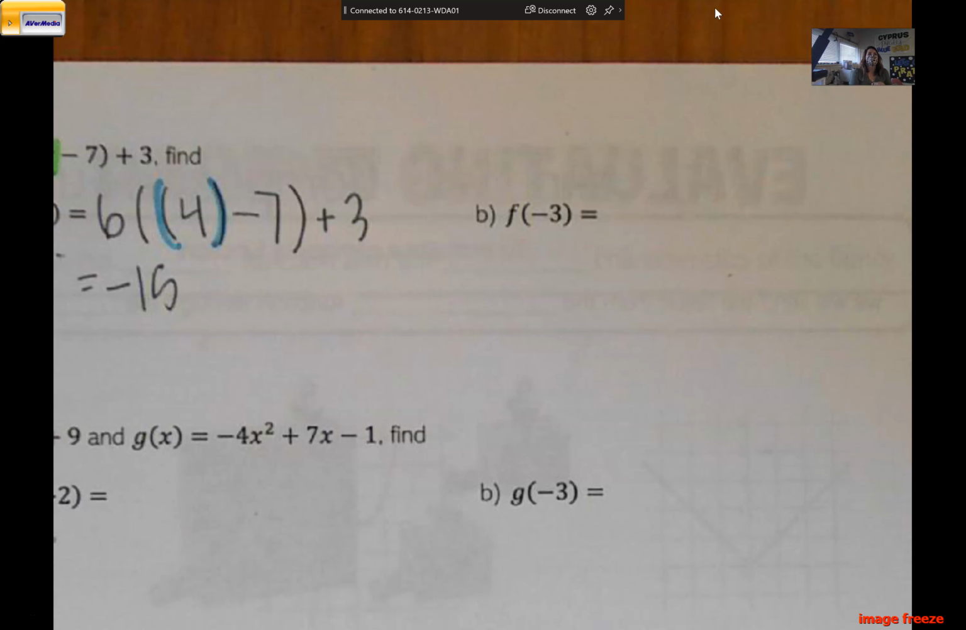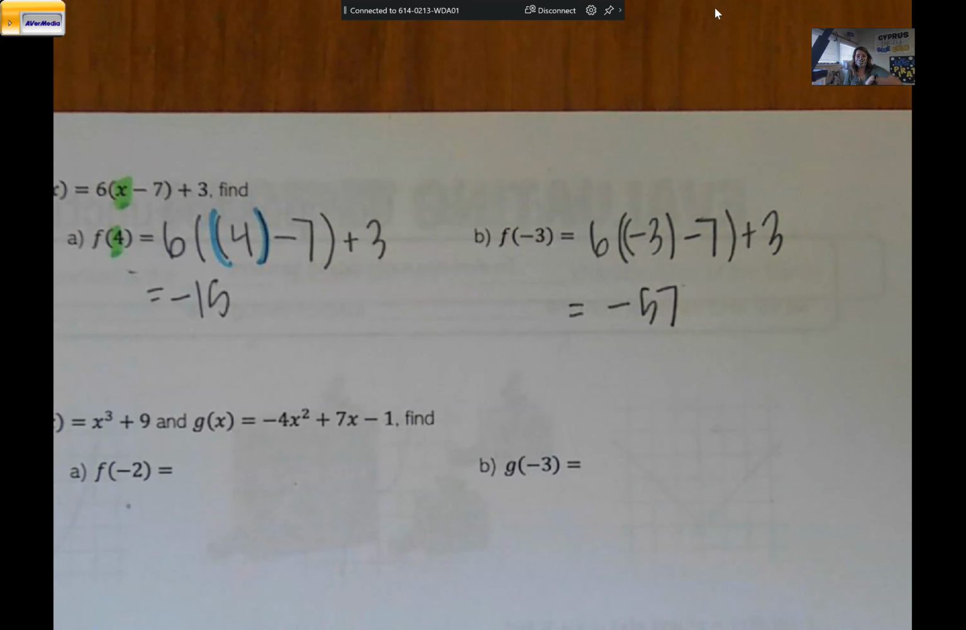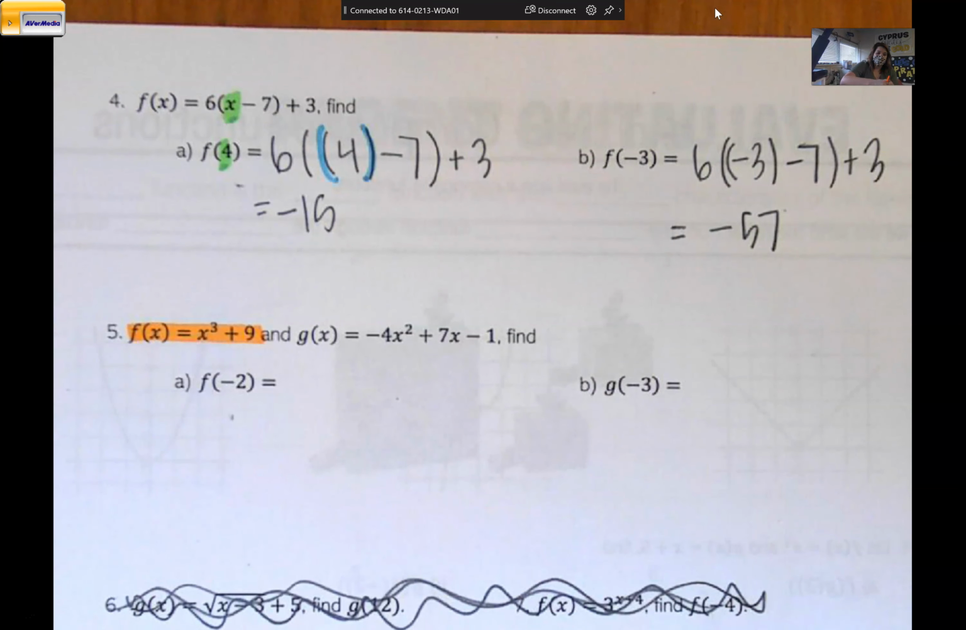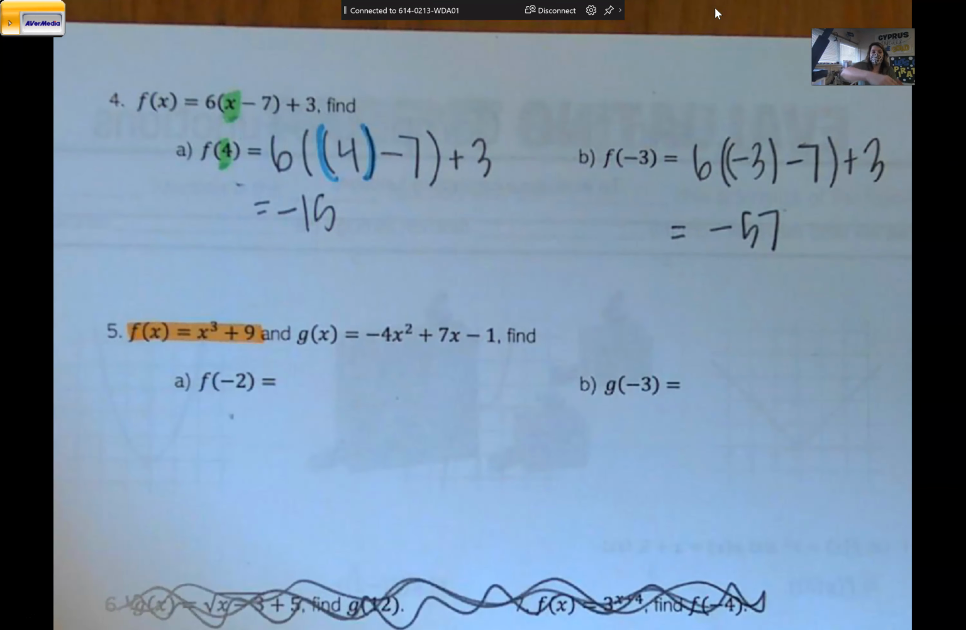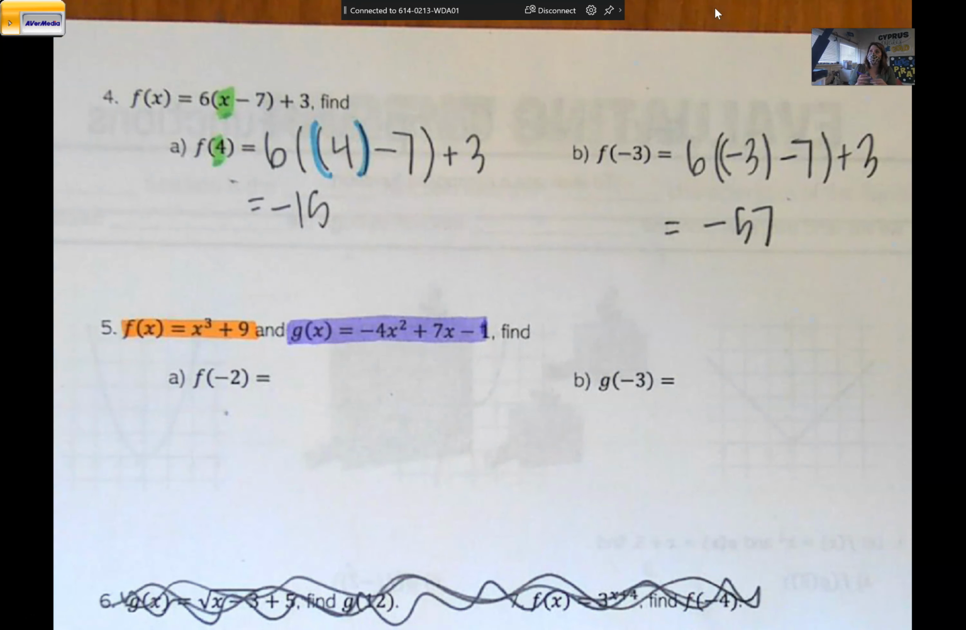Okay, show me. -57, very good. So there's mine plugged in. Okay, number 5 is slightly different because you have 2 different functions. They give you an f of x, but then they also give you g of x. So you just have to be careful about which one they're asking you to evaluate.